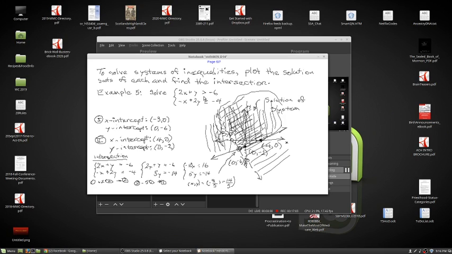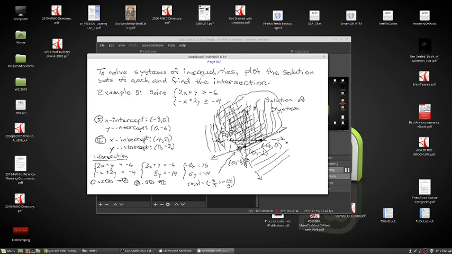Okay, it's a strict inequality here, so we're going to use a dashed line and hollow dots. Here at negative 3, 0 is our x-intercept, and 0, negative 6 is our y-intercept. And then this is the line that goes through there, a dashed line, because none of these points, they form a boundary, but they are not part of the solution set.